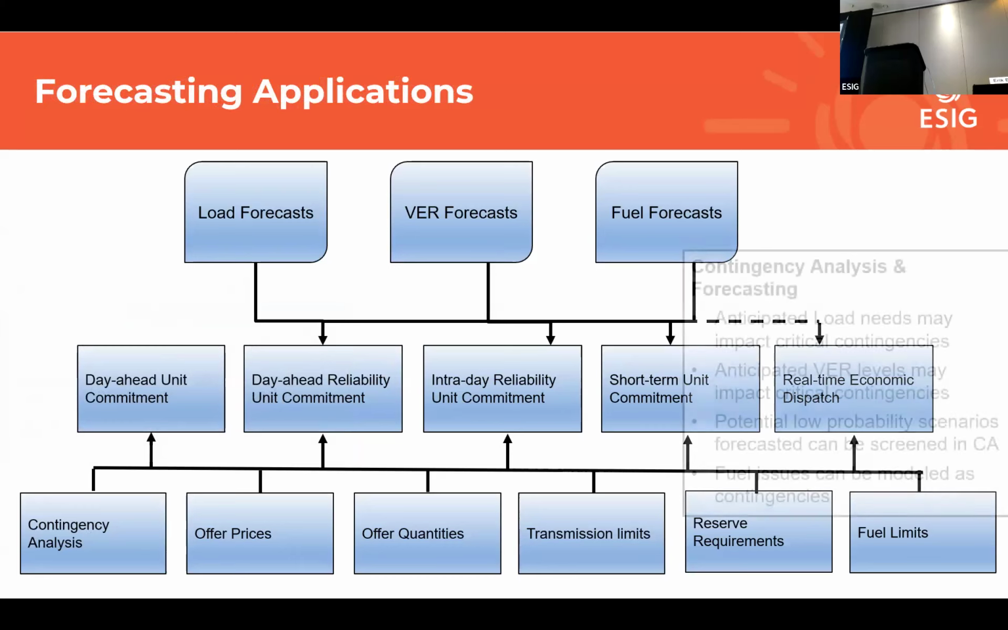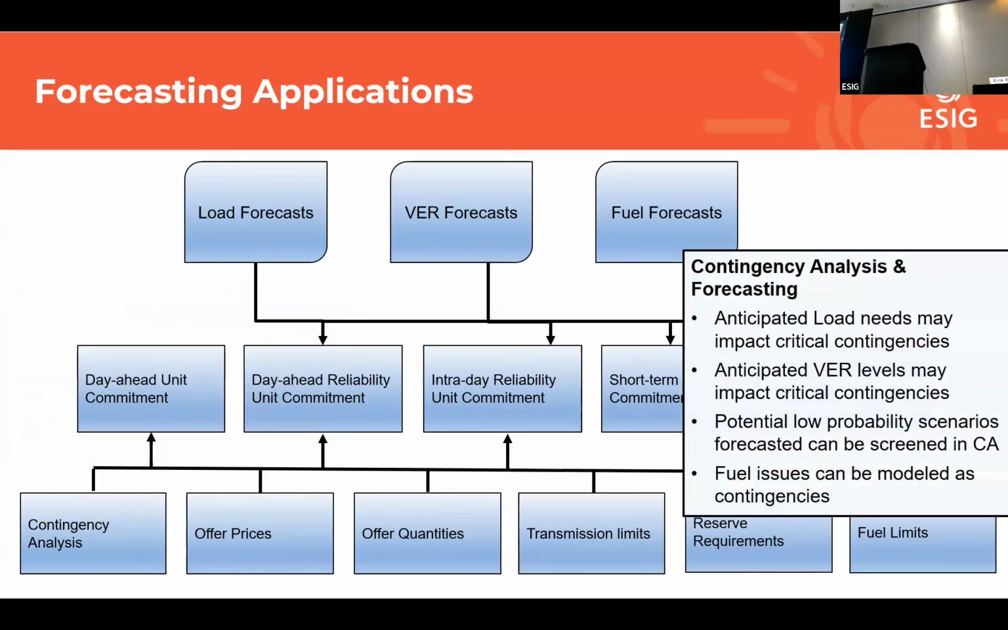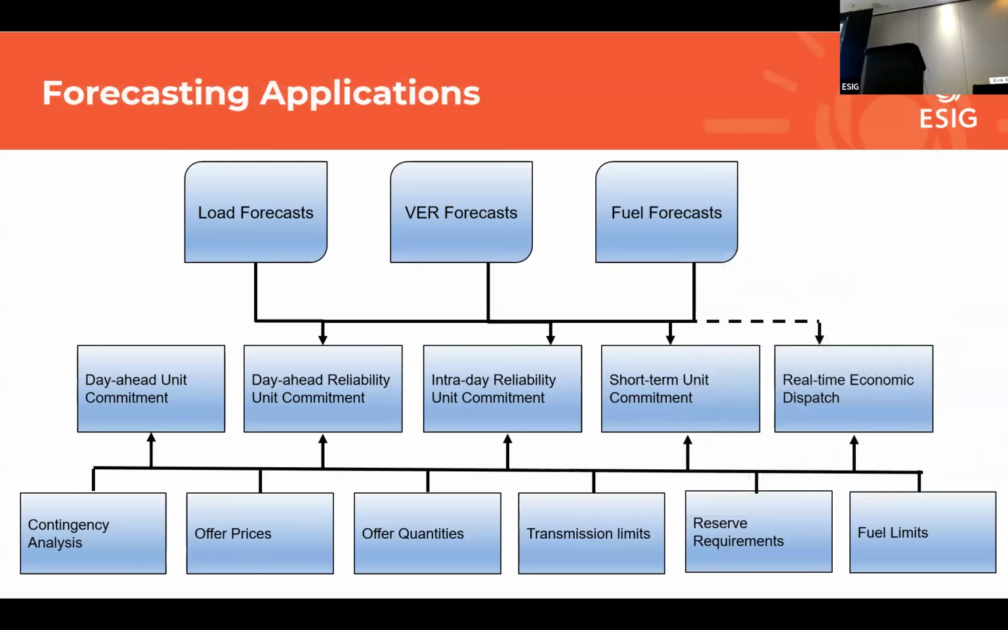Another thing that might be changing is contingency analysis with forecasting. So anticipated load needs may impact critical conditions and critical contingencies, and what the renewables forecast is can actually impact the types of contingency analysis that you have. Having those low probability scenarios can be part of the screening, and then fuel issues can be used as part of the preparation within contingency analysis, all using that forecast data.